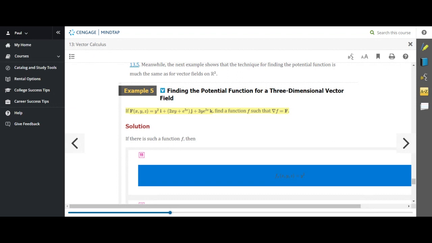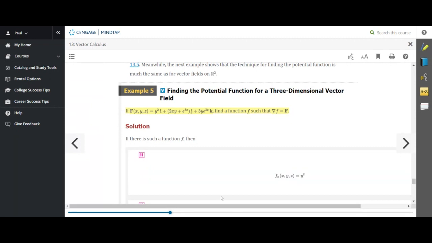So in this case, they say, okay, here's this vector field function. Look at those components. Pretty interesting. Find a function f such that the gradient of f equals the vector field F. Find a potential function. So they're going to go through similar steps to the example you just learned about.